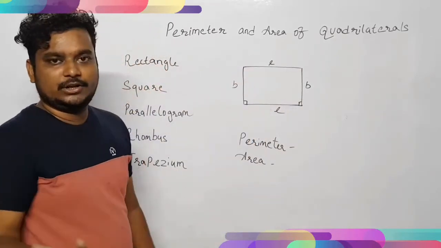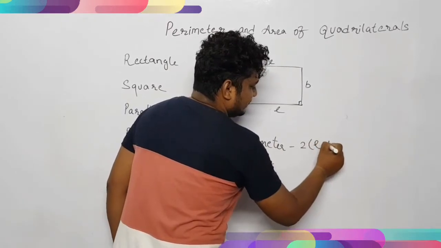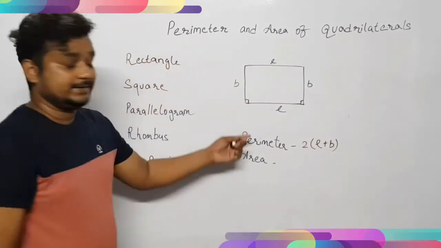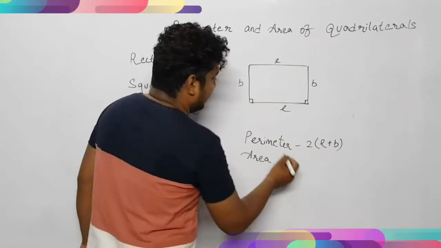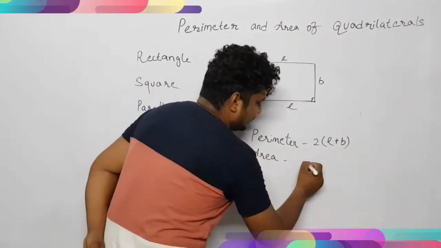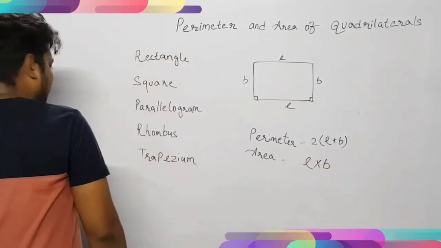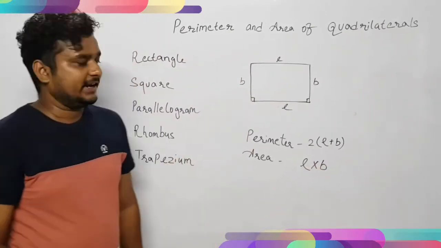The total length of the boundary. So the perimeter will be 2 into (length plus breadth). And if we come to the area, the area will be length into breadth. This is the area of a rectangle.